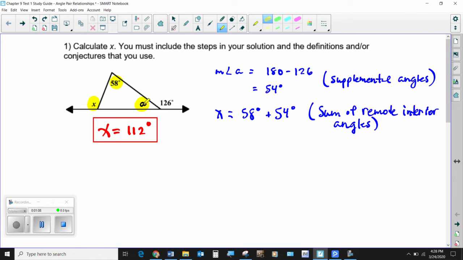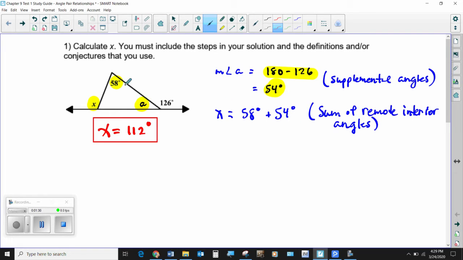First of all, the measure of angle A, since it's supplementary to this 126-degree angle, see, they form a straight line, we're just going to take 180 minus 126. That means that angle A must measure 54 degrees. So I'll just go ahead and write that in. That's a little sloppy. Let's not do that. We've got it here. Okay.